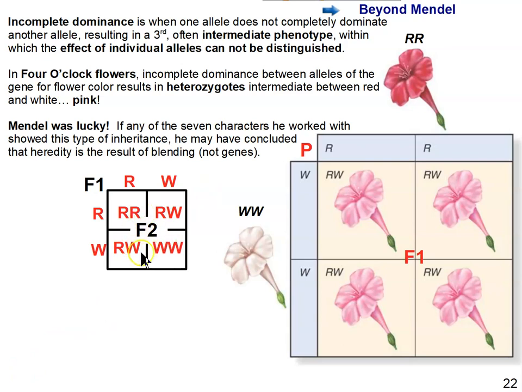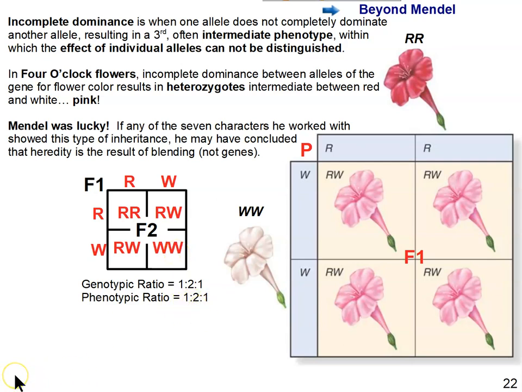So as usual in the F2 generation, the genotypic ratio is 1 to 2 to 1: 1 homozygous red, 2 heterozygous pink, and 1 homozygous white. Always in this order, though: homozygous red, heterozygous, homozygous white, 1 to 2 to 1. And if you look at the phenotypic ratio, it's the same thing: 1 red, 2 pink, 1 white, 1 to 2 to 1.